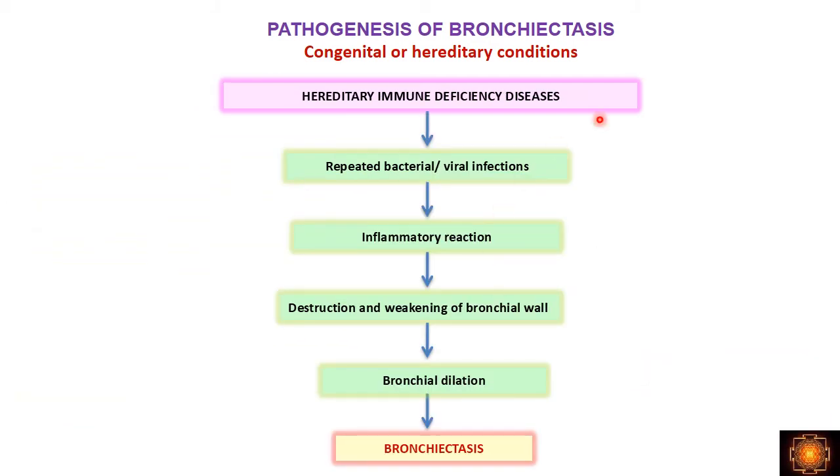Now in the hereditary immune deficiency diseases, there will be a defective immune system. So when there is a defective immune system, there will be repeated bacterial or viral infections, and the infections cause inflammation. The inflammatory reaction causes destruction and weakening of the bronchial walls, which causes irreversible and abnormal dilatation of the bronchi, that is bronchiectasis.